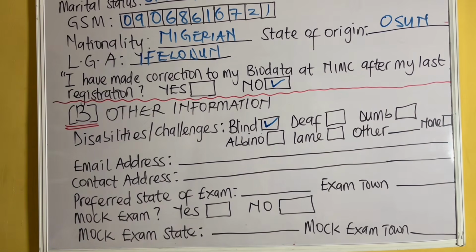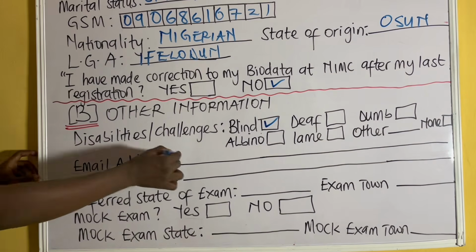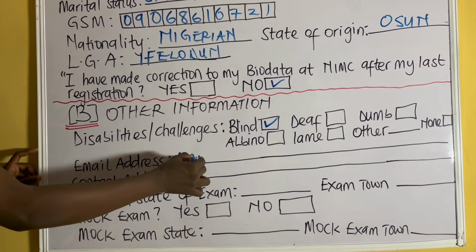Then the next one is the email address. I used to advise students that even if you want to make a mistake, don't make a mistake in this email address. Because this email address will not be collected from your NIN at all. It's a different thing entirely, so you'll be the one to insert it yourself. Now let's assume that my email address is matkentutorial.